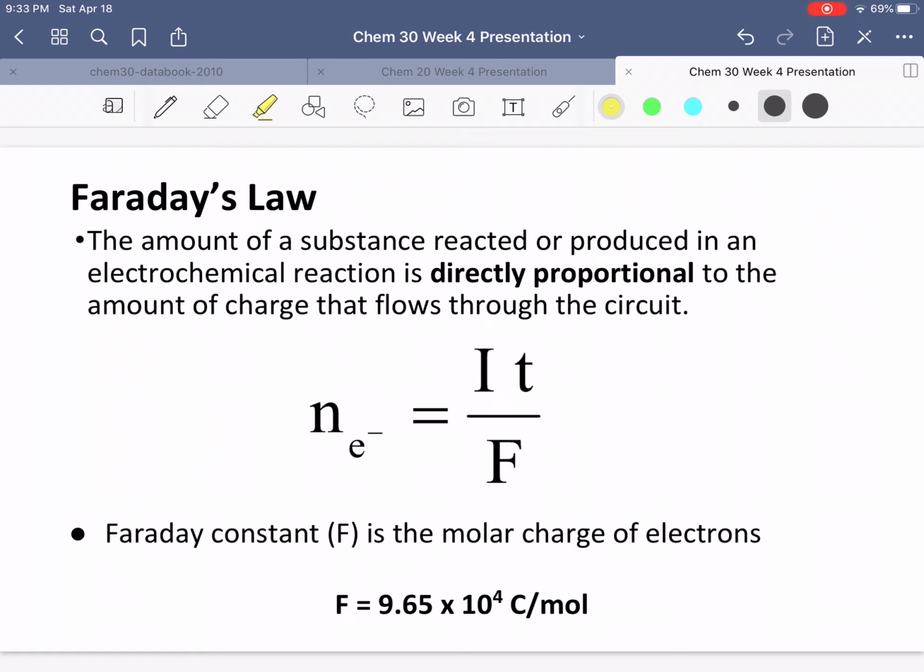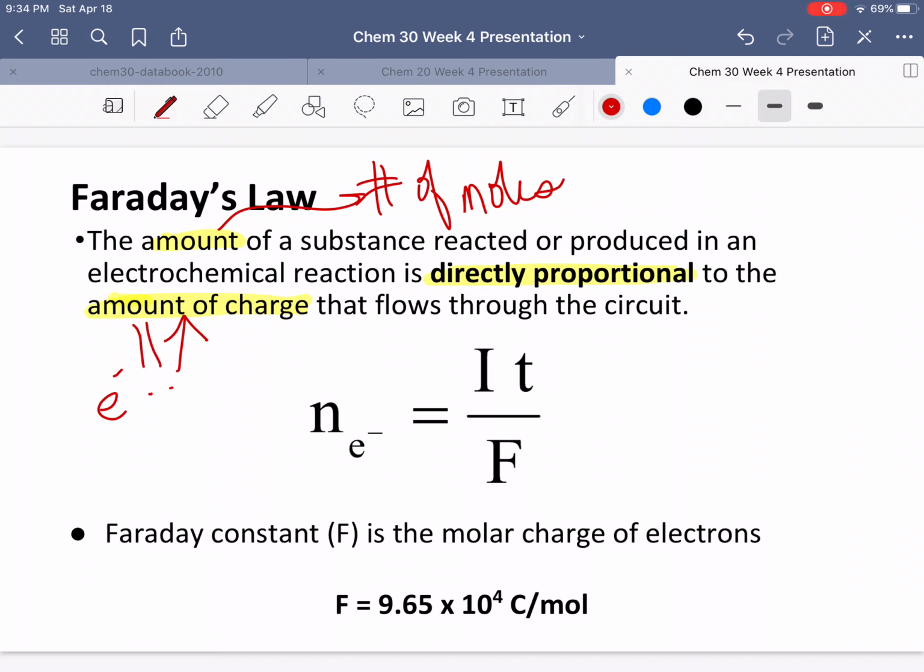Now, Faraday, like I said, looked at the proportionality between the chemical amount and the electron amount. Essentially, the amount, and remember when we say the word amount in chemistry, this is really about the number of moles, right? n as a value. So the amount of a substance, and this can be reacted, this can be produced, but either way, it is directly proportional to the amount of charge. In other words, we're talking about electrons here.